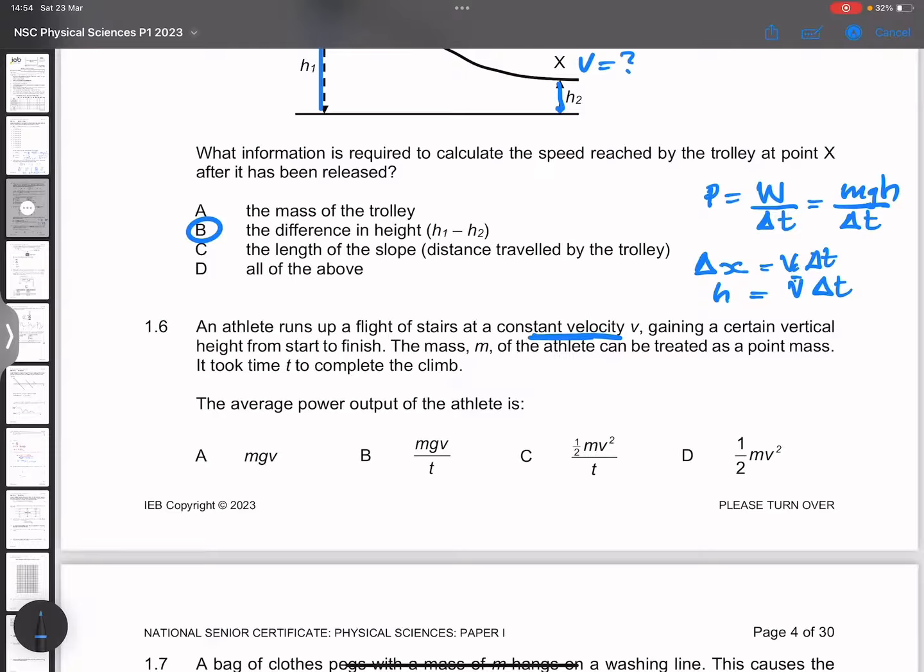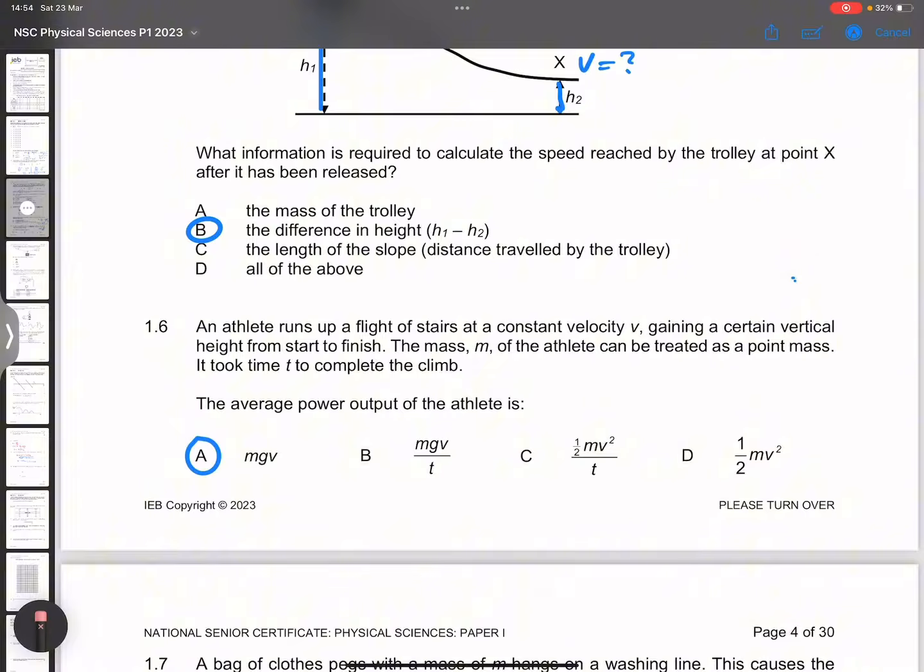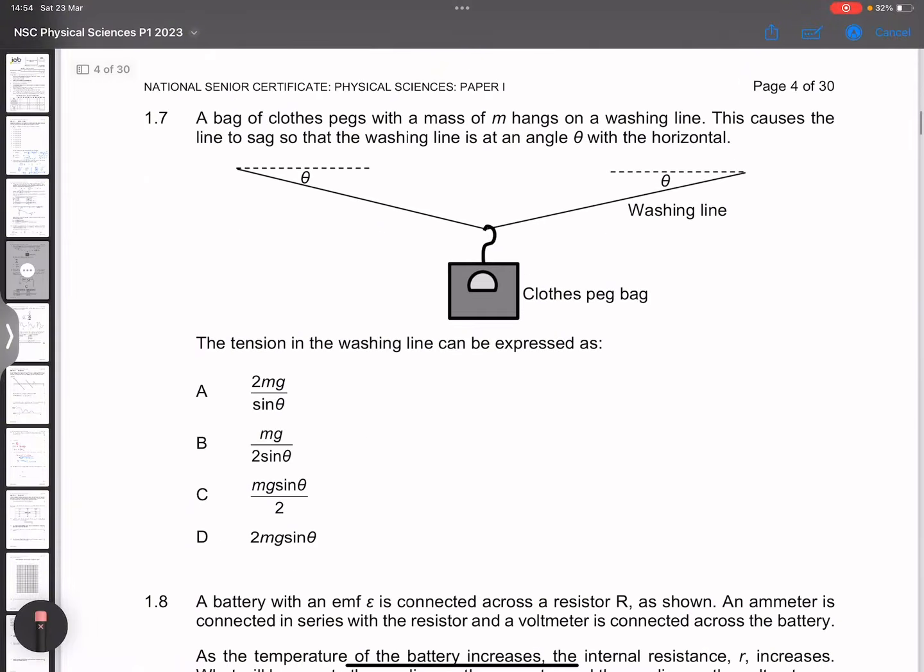So now, if I substitute this and say, look, I've got mg, instead of height, I'm going to put v times delta t divided by delta t. Of course, those can cancel. I'm left with mgv. So that would be how we'd get that power. All right, these questions are really not the easiest, but I hope you get the gist of it nonetheless.